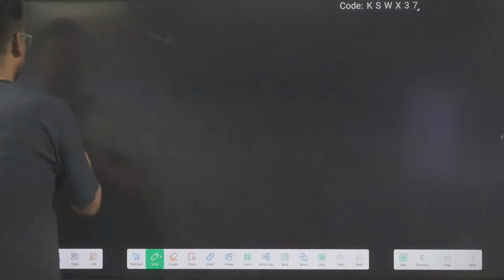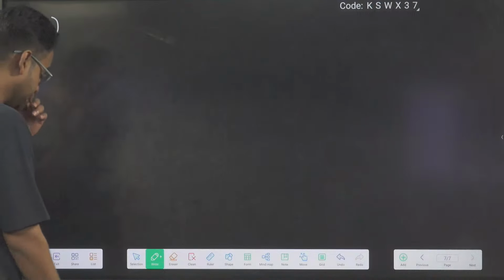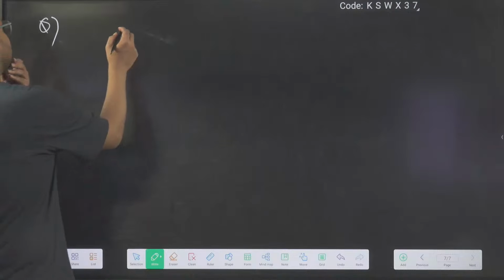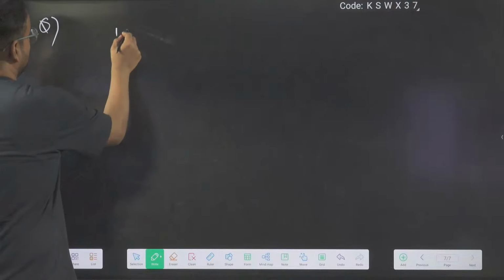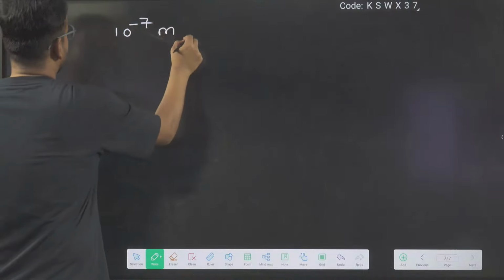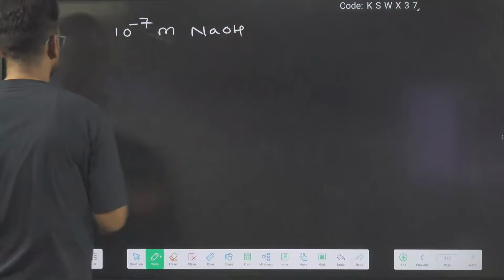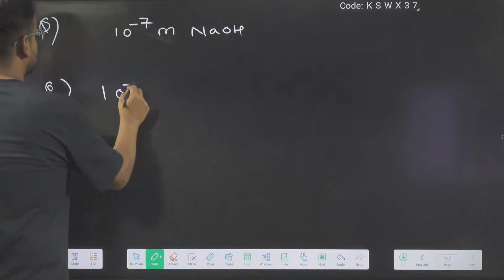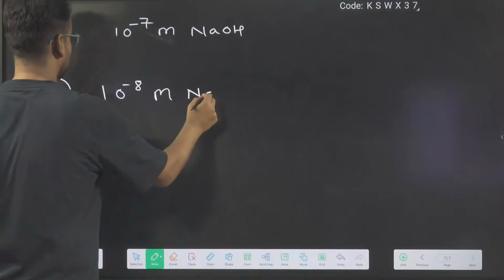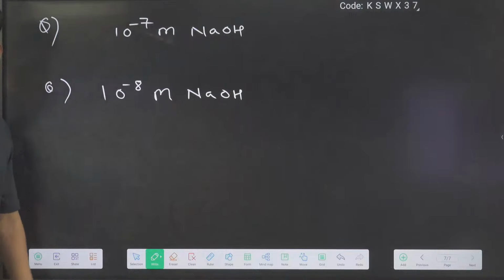Next problem, everybody. Next question is that suppose I give you 10 to the power minus 7 molar NaOH, and suppose I give you 10 to the power minus 8 molar NaOH.